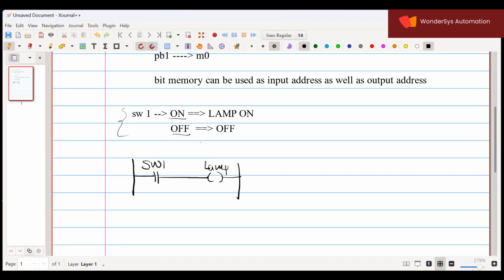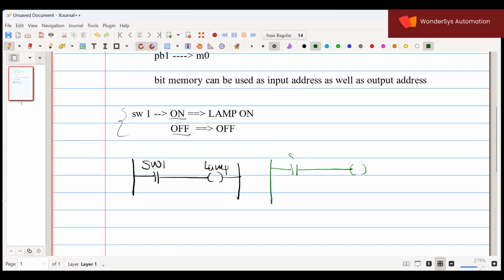Now, what do I have to do? Whenever I have to use memory, I need to store the on state in one memory and the off state in one memory, and I have to store them continuously, correct? Correct, guys. Please respond. Yes, ma'am. Okay.